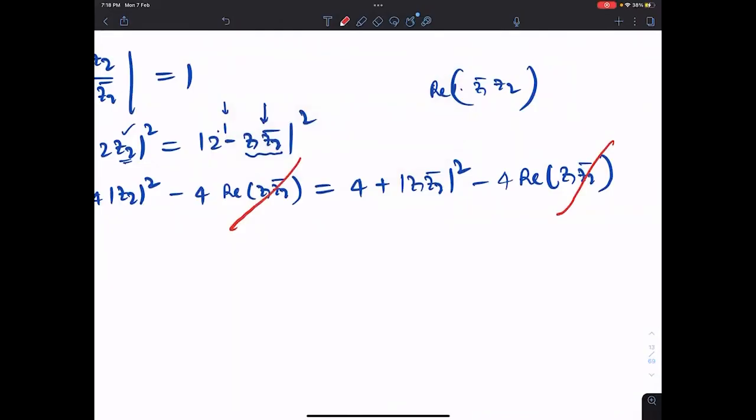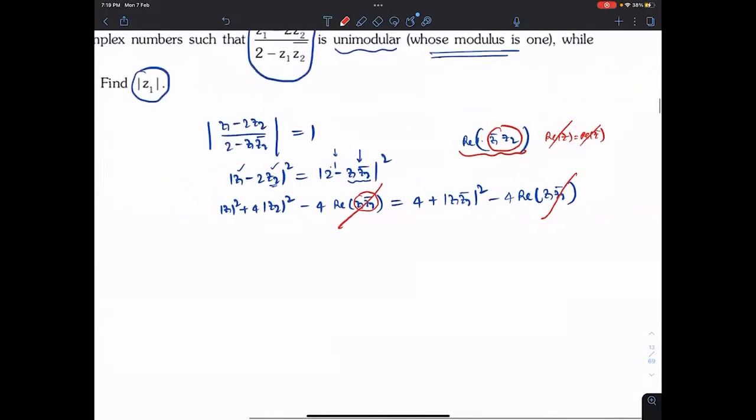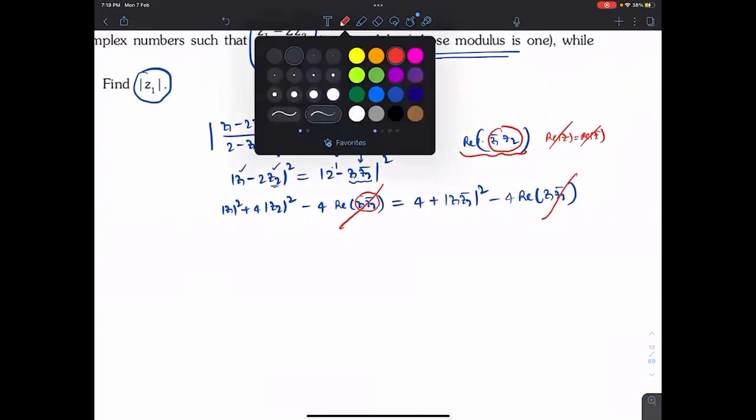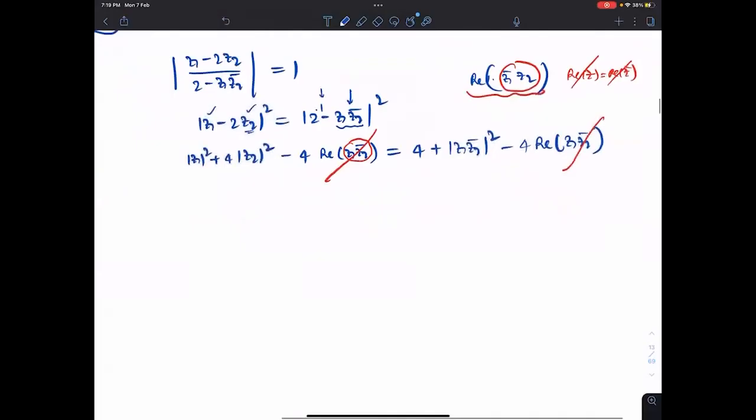But you can make any choice, no? It is also correct only. If you have written like this, still you should realize that Z1 bar Z2 is nothing but the conjugate of Z1 Z2 bar. So real part of Z as well as real part of Z bar are both the same only. So you can still cancel them if these two are equal on both sides of the equality. If they are there, you can cancel. That's it, guys. Now it is done.